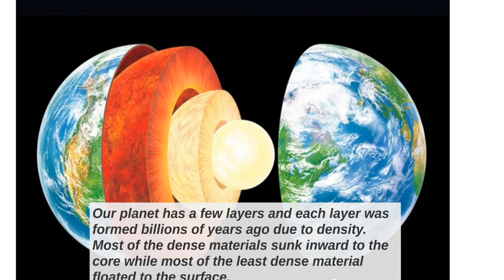So our planet has a few layers, and each layer was formed billions of years ago due to density differences. Most of the dense materials sunk inward to the core, while the least dense material is here on the shell of the outside of our planet. Now, the crust is actually really thin when you look at the entirety of the Earth. If we shrunk our planet down to the size of an apple, the crust thickness would be about the thickness of the skin on that apple.